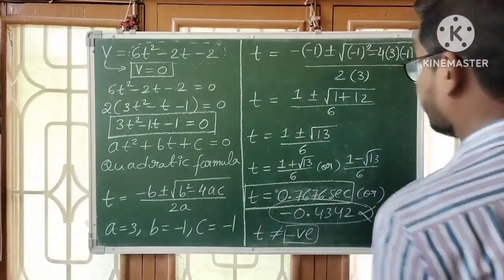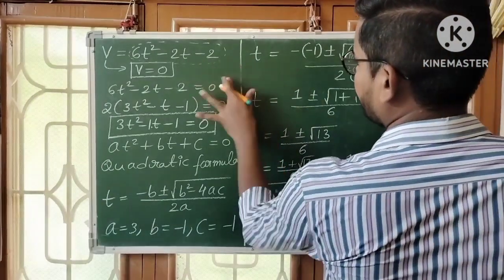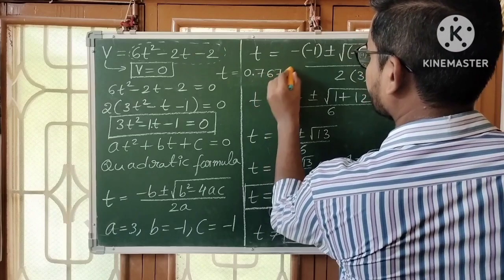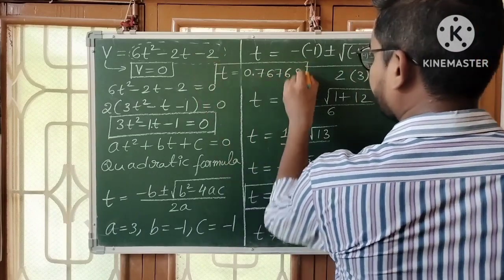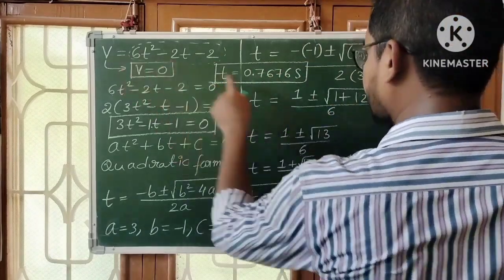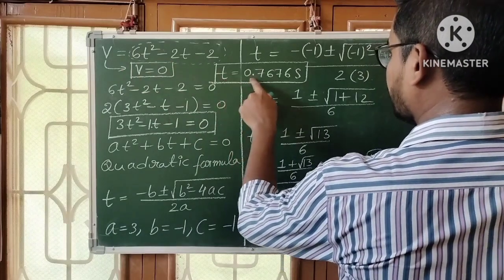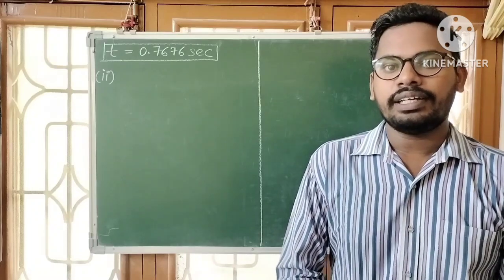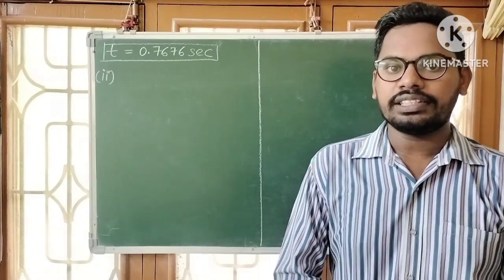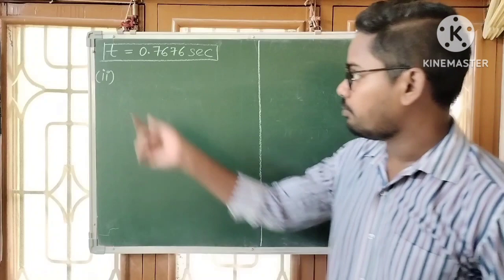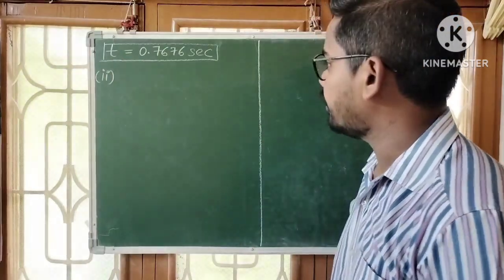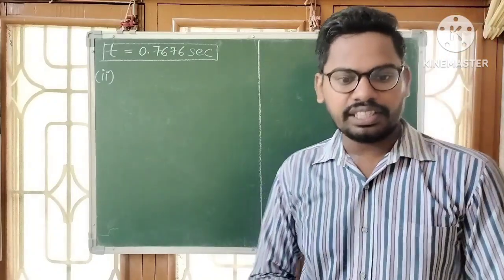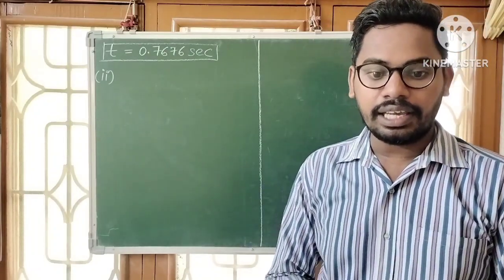So the first question answer is t is equal to 0.7676 seconds. Therefore, the velocity of the particle is 0 at t is equal to 0.7676 seconds. So finally we determined the time at which the velocity of the particle is 0. So the time is t is equal to 0.7676 seconds. So second question, the position and distance travelled by the particle at that time.